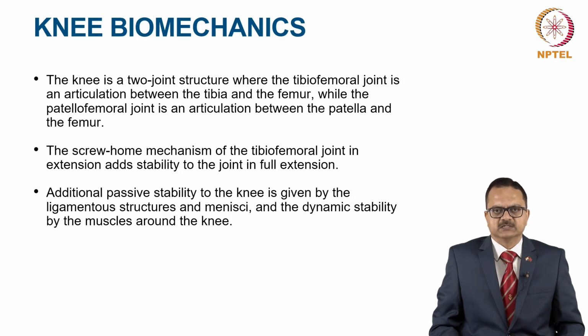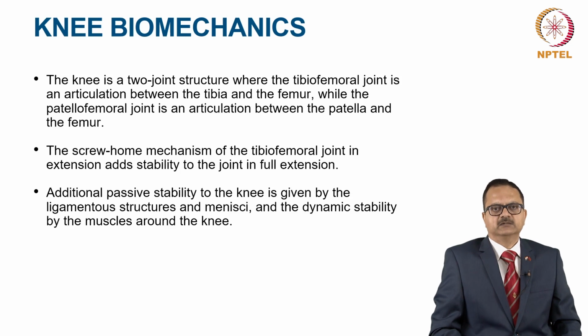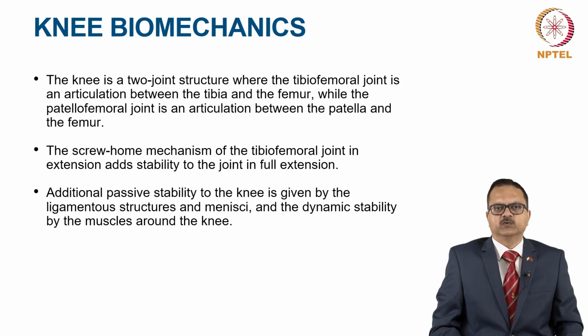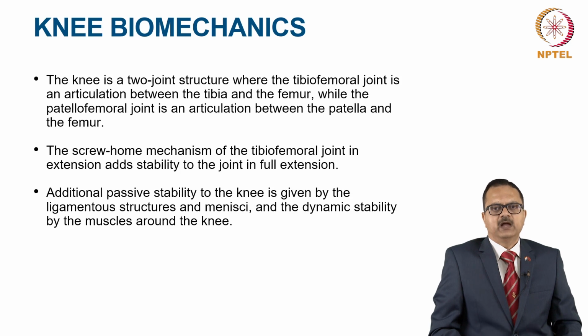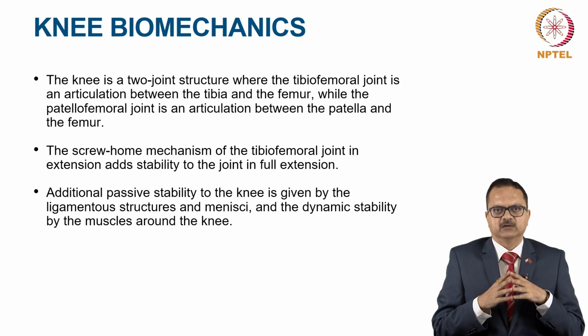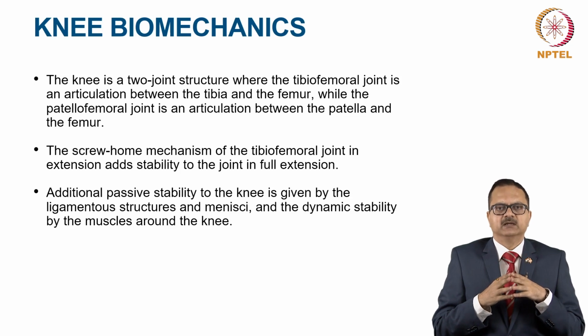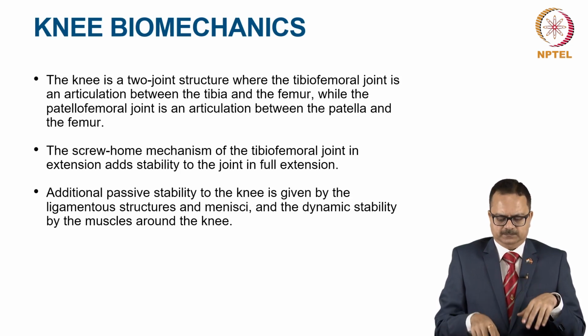So what happens is this locking mechanism gives a passive stability to the knee joint when the joint is in full extension. Additional passive stability to the knee is given by the ligaments around the knee joint, which are the anterior cruciate ligament, the posterior cruciate ligament, the medial collateral ligament, the lateral collateral ligament, the popliteal ligament, etc. The dynamic stability to the knee is provided by the muscles around the knee joint.